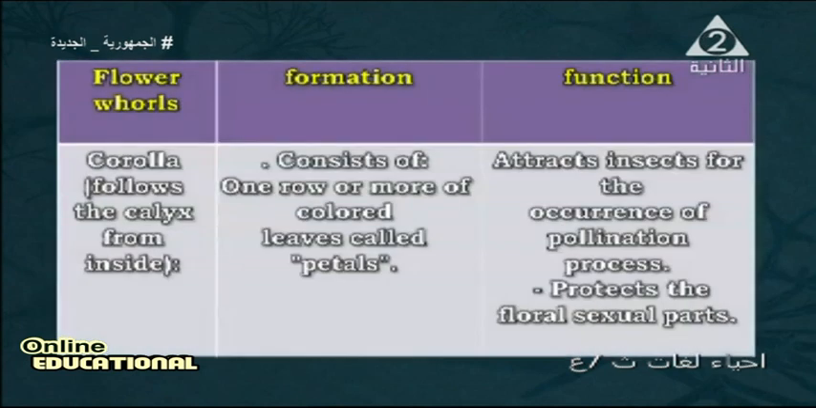The second whorl is corolla, and this corolla follows the calyx, and this is one row or more, and this is characterized by the colored leaves, okay, and the leaflet of corolla known by petals. What is the function of the corolla? It attracts insects and also the pollination occurs by attracting this insect due to its color.